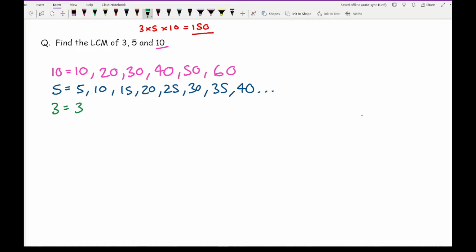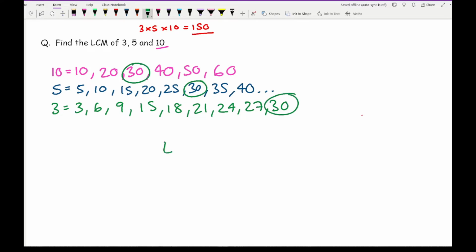So I've got 3, 6, 9, 12, 15. So 15 appears in both 3 and 5. So the lowest common multiple of 3 and 5 would be 15. But because it doesn't feature in the 10 times table, I have to carry on. So 18, 21, 24, 27, and 30. Now, does 30 appear in all of them? Yes, it does. So therefore, the lowest common multiple of 3, 5, and 10 is going to be 30.